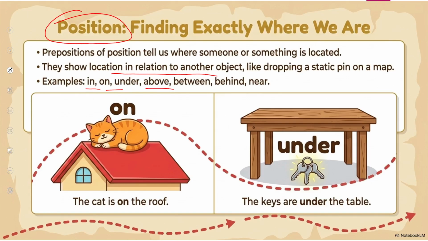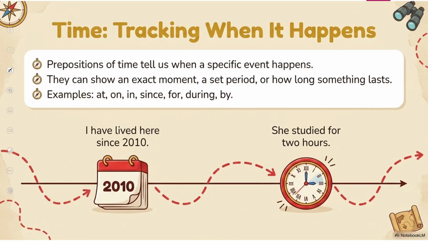Let's see an example. The cat is on the roof. Here, on is telling about the position of the cat. And in second example, the keys are under the table. Here, keys are under the table. Under is a preposition of position because it is telling about the keys' position.